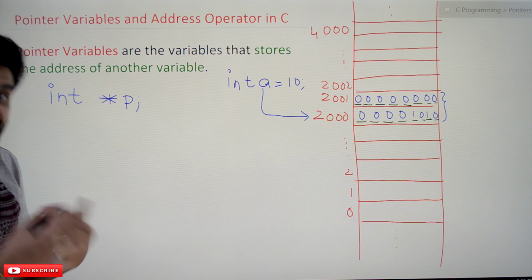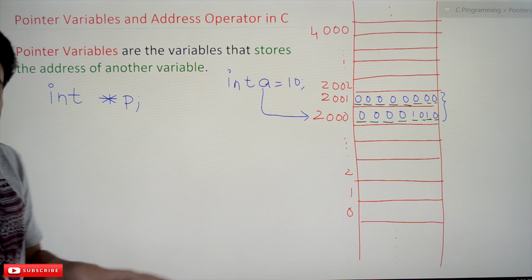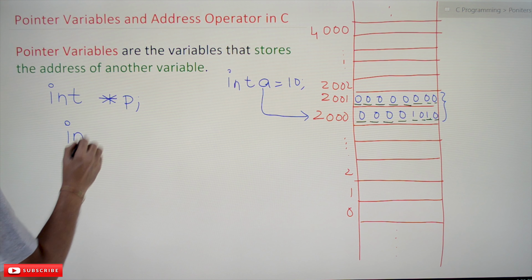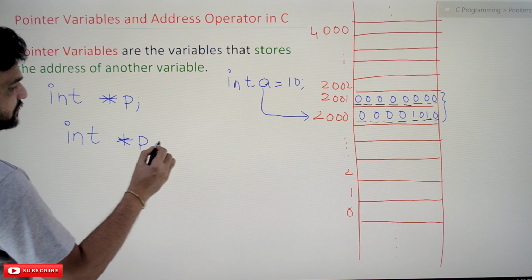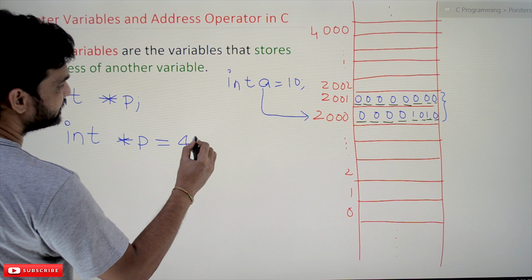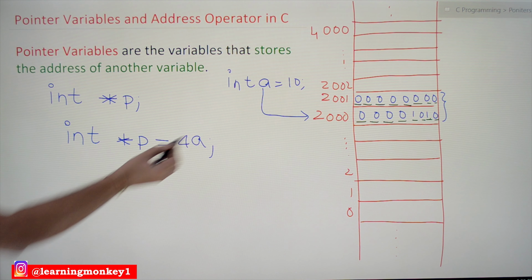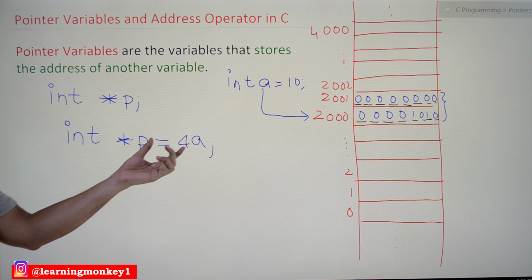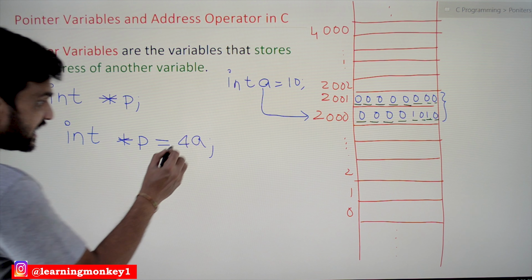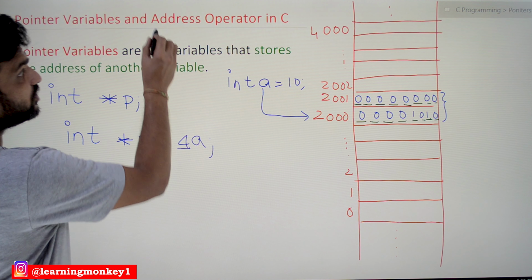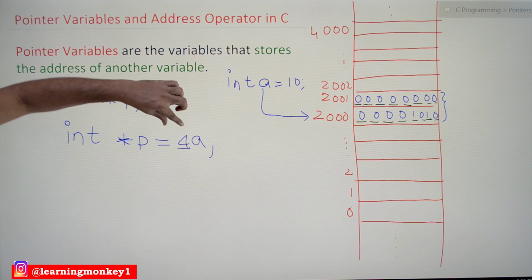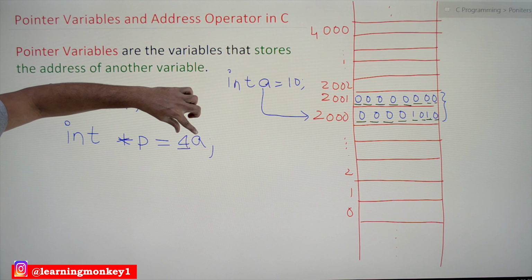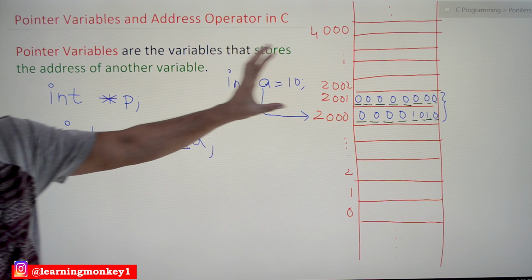But have we initialized a pointer variable? No, not yet. How to initialize a pointer variable? It is int star p is equal to ampersand a. Within the declaration, if we do the assignment, it is what we call initialization. This ampersand is what we call the address operator. Whenever the ampersand is used with a variable name, we are going to get the address of the variable.